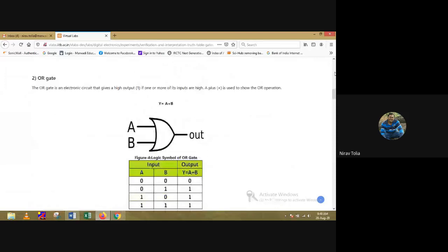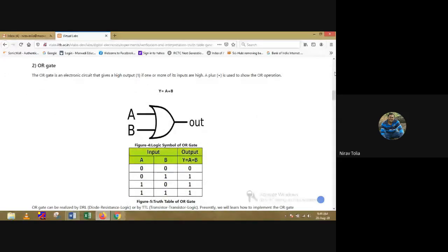Same way we have the OR gate. You can see the symbol of the OR gate, and the equation of the OR gate is A plus B. So again we have two inputs. The output of the OR gate will be high if any one input of the OR gate is high. Again I am saying, if any one input of the gate is high, then the output will be high for the OR gate.